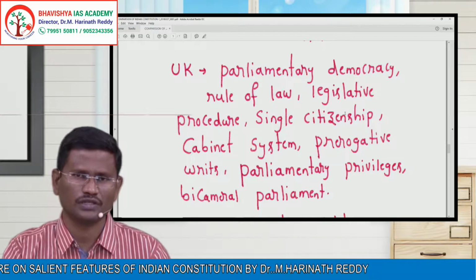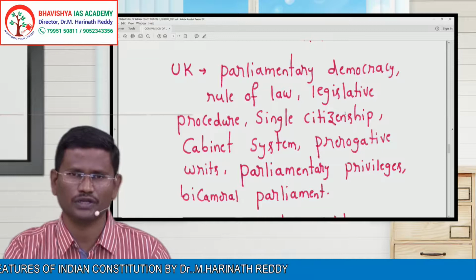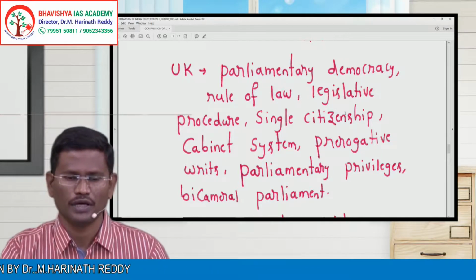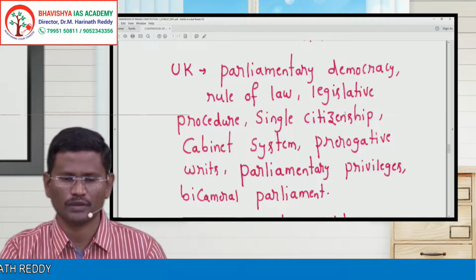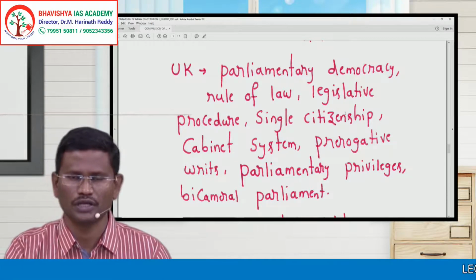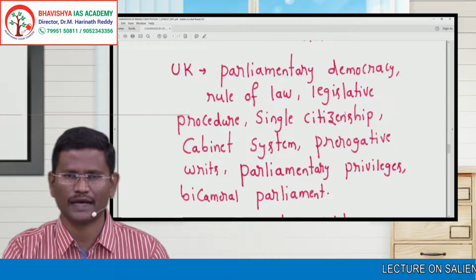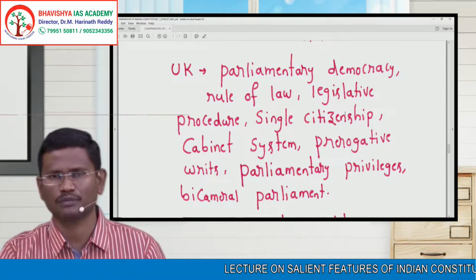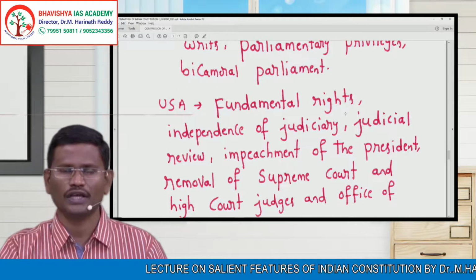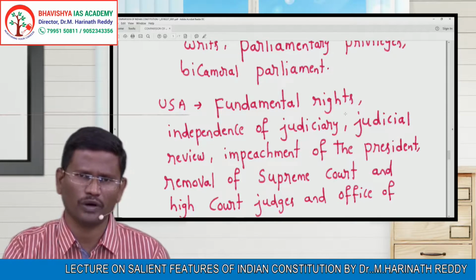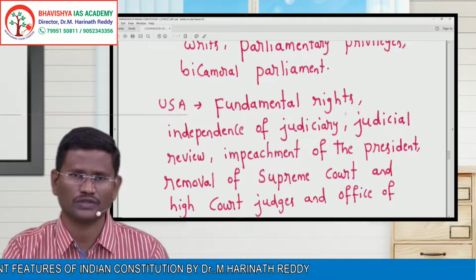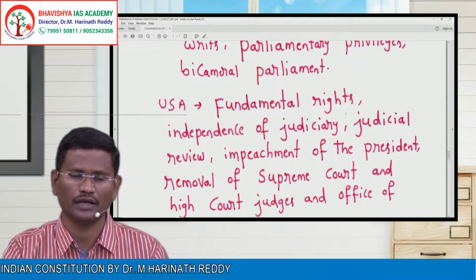So these are the features which we borrowed from Britain into the Indian Constitution: parliamentary democracy, rule of law, legislative procedure followed in the parliament and state legislatures, the idea of single citizenship, cabinet system of government, prerogative writs, parliamentary privileges and bicameral parliament. And if you take the United States of America, what have we borrowed from the USA? The concept of written fundamental rights is borrowed from America.